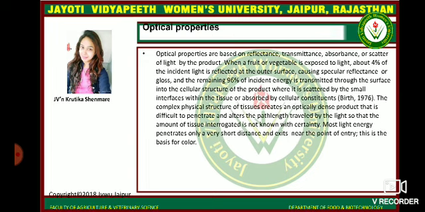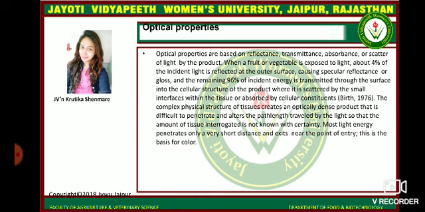Optical properties are based on reflectance, transmittance, absorbance, or scatter of light by the product. When a fruit or vegetable is exposed to light, about 4% of the incident light is reflected on the outer surface, causing specular reflectance or gloss, and the remaining 96% of the incident energy is transmitted through the surface into the cellular structure of the product, where it is scattered by the small interfaces within the tissue or absorbed by cellular constituents. The complex physical structures of tissues create an optically dense product that is difficult to penetrate and alters the path length traveled by light, so that the amount of tissue interrogated is not known with certainty.